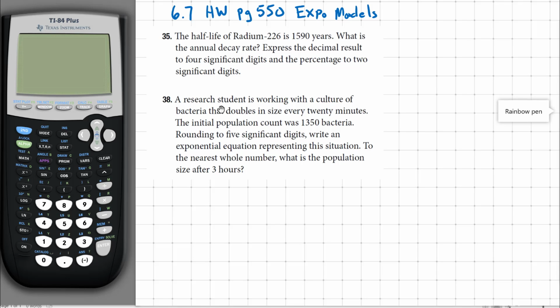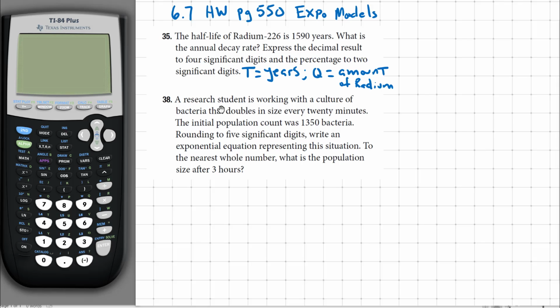All right, these are the last two I'm going to do for you, and they happen to be ones that were assigned to you. And number 35, we don't have as much information as some of the other problems that I hope you watched before this one. But we have this radioactive chemical, radium-226, and it decays to half its substance in 1,590 years. What is the annual decay rate? Express the decimal result in 4 significant digits and the percentage to 2 significant digits.